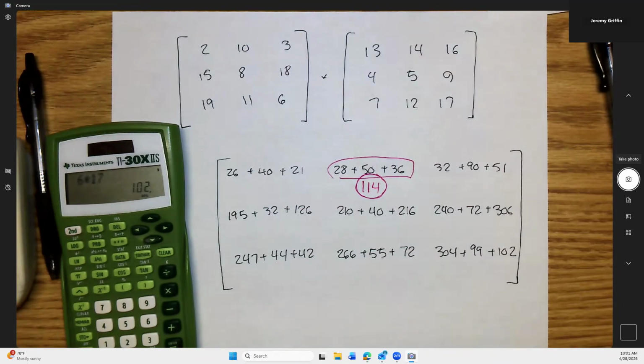All right. You guys good with multiplying 3 by 3s?